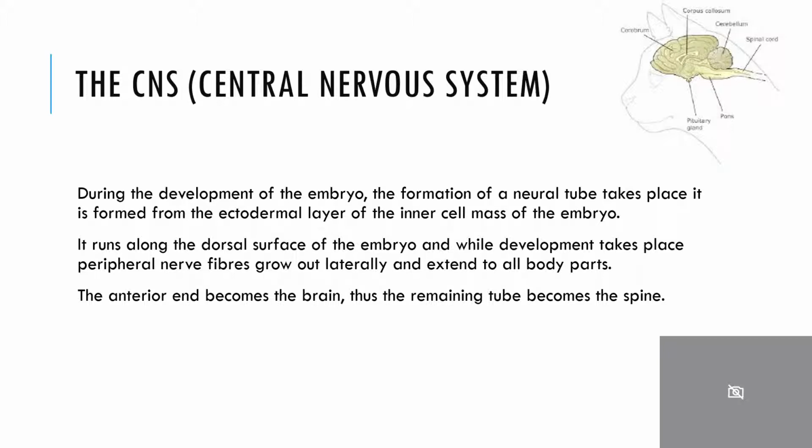The central nervous system, or CNS as we commonly call it. During the development of an embryo, the formation of what we call a neural tube takes place. It is formed from the ectodermal layer of the inner cell mass of the embryo. It runs along the dorsal surface of the embryo, and while development takes place, peripheral nerve fibres grow out laterally and extend to all body parts. The anterior end becomes the brain, and the remaining tube becomes the spine.